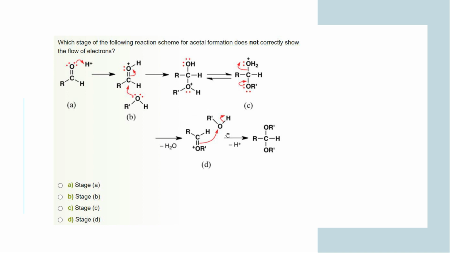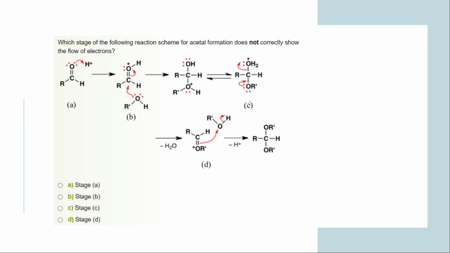But in this mechanism that is being shown in the question, this arrow pushing direction is violating the rules. We are giving away electrons from a highly electropositive species to this highly electron rich oxygen atom, which is possessing lone pairs of electrons. So this is completely violating the rules of arrow pushing, and it is showing an incorrect flow of electrons. So you can definitely choose stage D as the correct answer.